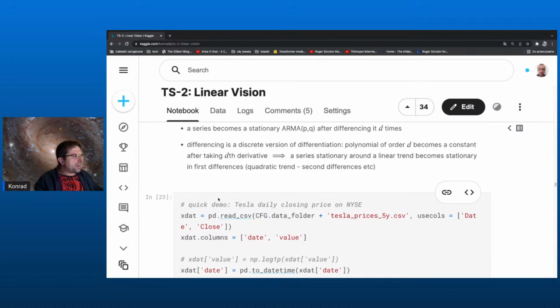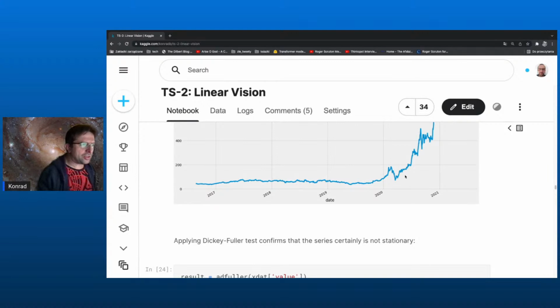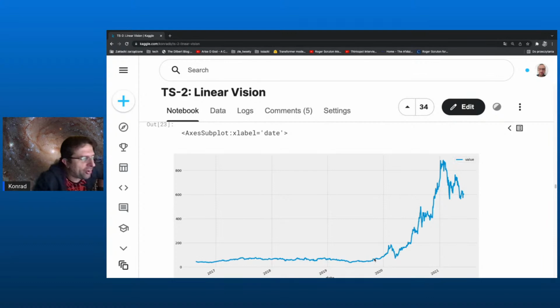Let's look at the daily prices of Tesla to demonstrate our point around this one. This is the price of Tesla. Rather interesting over time, or rather boring until something like 2020, and then peaking. And I'm guessing probably somewhere around the time when Elon Musk got Twitter.